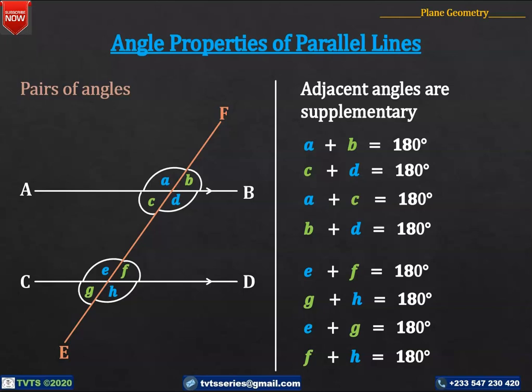In essence, all the angles with the same colors have the same size, and any two angles of different colors are supplementary or sum up to 180 degrees. Now, based on these definitions, let's see how we can find missing angles between parallel lines and a transversal.